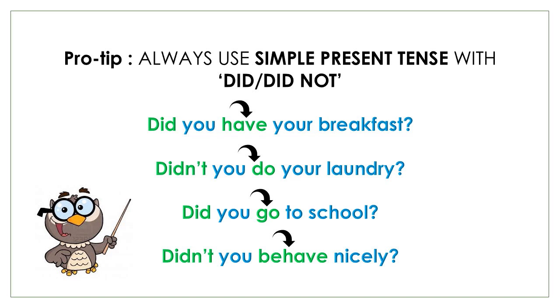Also, you need to use the base form of the verb. That is, you cannot use did you has your breakfast. You have to use did you have your breakfast. Similarly, it should be didn't you do your laundry, or did you go to school, or didn't you behave nicely?